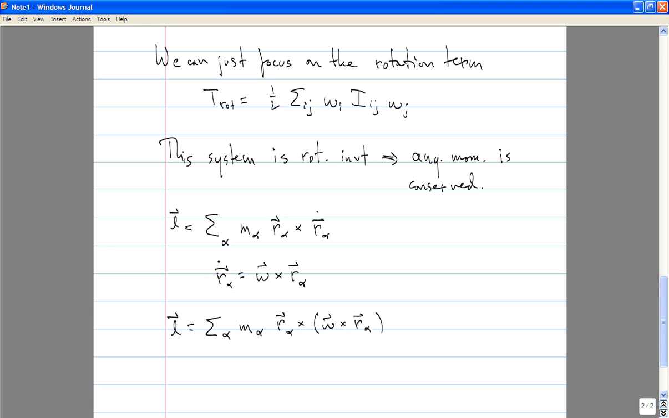So now I would like to appeal to a formula that you may or may not remember from vector calculus and rewrite this term as the sum over alpha, m alpha, times the sum of two terms. Perhaps you remember the following formula: A cross B cross C is equal to the sum of two terms. I forget what those two terms are, but we can always figure them out. I think it's B times A dot C minus C times A dot B. Right? Is that right? I think that's right.